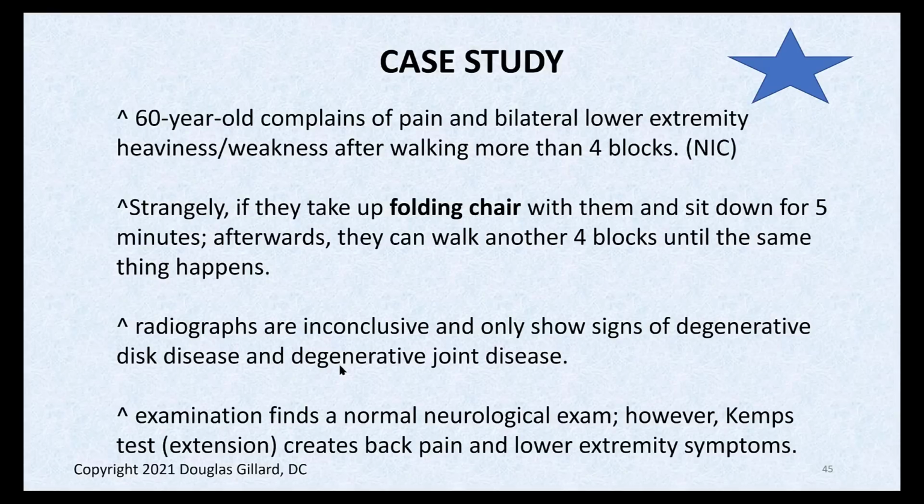Let's do a case. A 60-year-old complains of pain in bilateral lower extremities. That's always kind of weird. Legs are heavy, feel weak after a walk of more than 4 blocks. So that's our NIC, that's claudication. We're not sure if it's vascular yet or neurogenic. Strangely, they take a folding chair with them, sit down for about 5 minutes. Usually they bend forward as well, and they're ready to go another 4 blocks. And they repeat that until they walk their target distance.